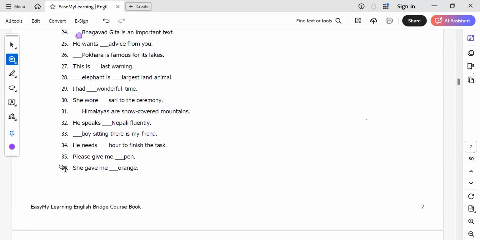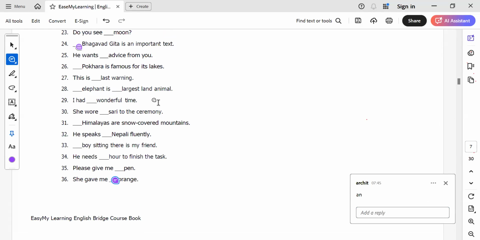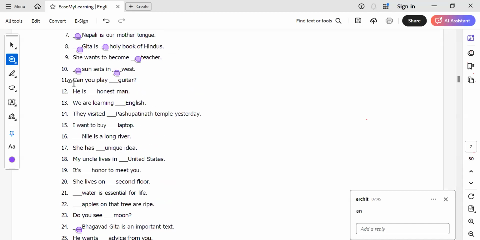Next, let's go to question number 36. She gave me dash orange. Please answer this. Everybody is correct. The answer is an, because it's a vowel sound. Pius had followed the instruction. He had written the question number and then the answer also. I'll consider Pius. So this is a very simple question. Everybody got it right. Very, very good.